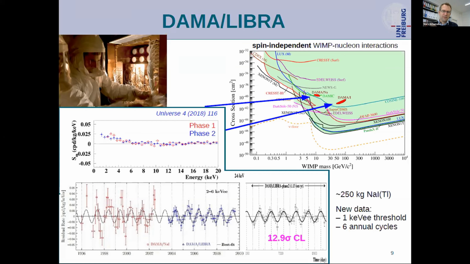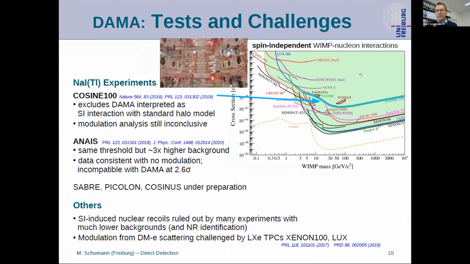Now, the problem is, of course, that if you look at that plot, DAMA is excluded by many orders of magnitude by much more sensitive experiments, if you assume that the signal they see is due to spin-independent WIMP-nuclear interactions. But there are also other tests and challenges to the DAMA signal. Several experiments try to test DAMA with the same principle: sodium iodide crystals read out by photomultipliers, with results by COSINE-100 and ANAIS.